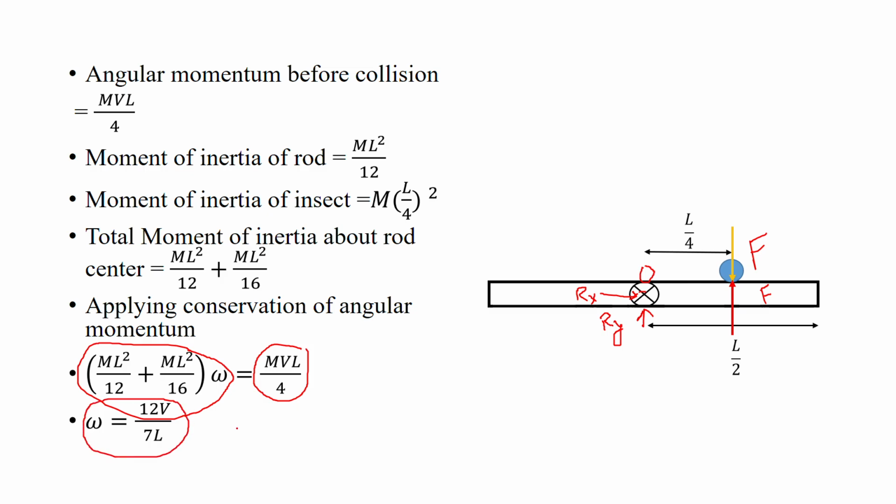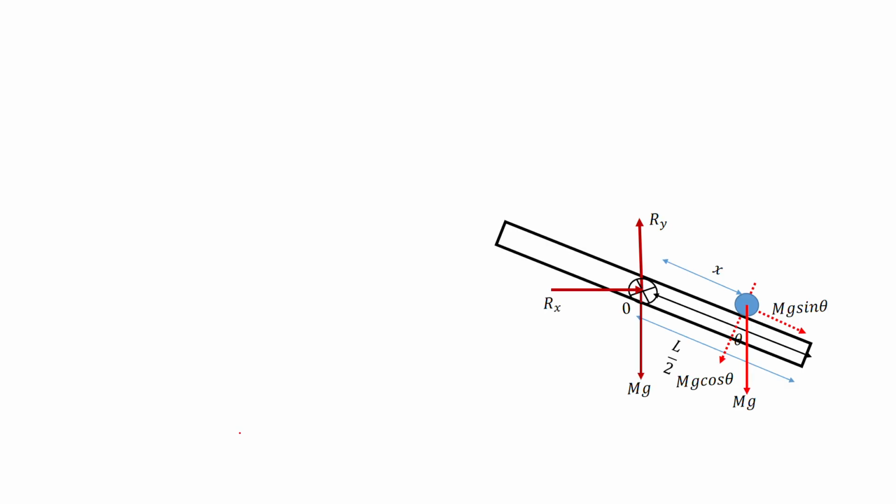Now moving to the second part. Before moving to the second part, let us consider ball and rod as a system. The forces that will be acting on the system will be, one is the weight of the insect, which is given as same as that of rod, that is mg. Contact forces will be internal forces, they will cancel out. That is the normal reaction, frictional force, etc. They will cancel out, so that is not shown here. And then the reaction forces, that is Rx and Ry, which are acting at the hinge point, and the weight of the rod.